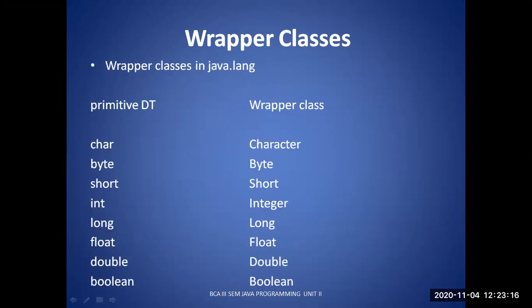So what are the wrapper classes in the java.lang package? Actually, wrapper classes are part of the java.lang package. So what are primitive data types and what are wrapper classes? You just observe here. Char is converted to the wrapper class Character. Byte is Byte. Short is Short. Int is converted as Integer. Long is Long. Float is Float. Double is Double. Boolean is Boolean.